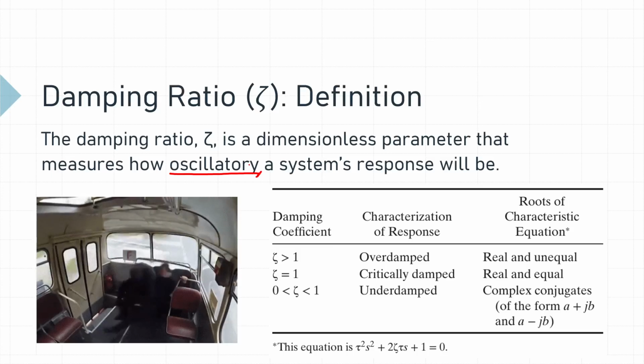Small values of zeta imply little damping and a large amount of oscillation, as seen, for example, in an automobile suspension system with ineffective shock absorbers hitting a bump, as you can see in the GIF on the left. A very low damping ratio would allow the vehicle to bounce up and down.